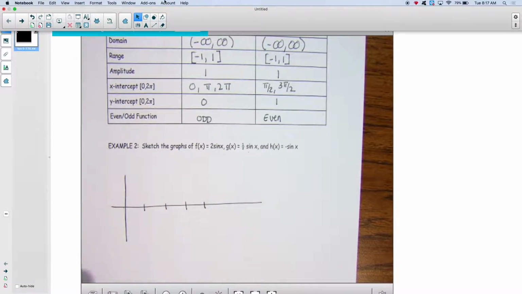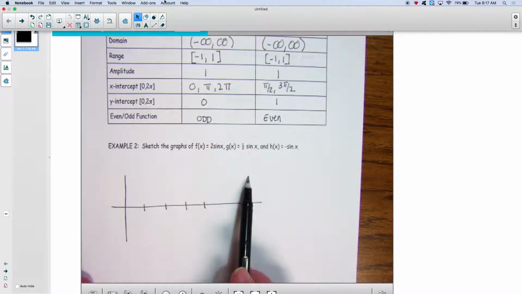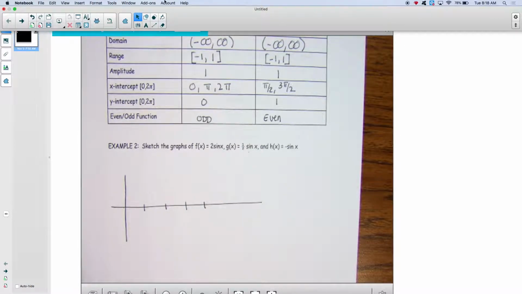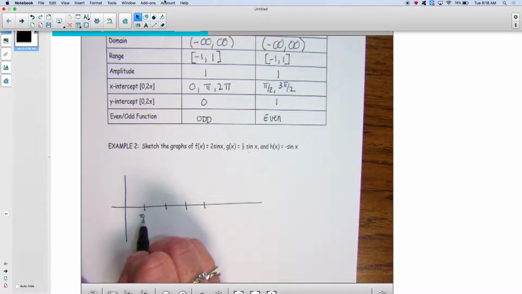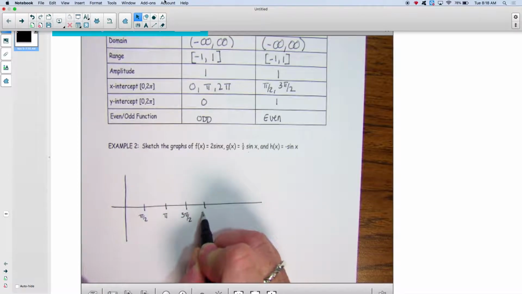Those 5 important points, since what's changing here? What's the only thing changing on here? What's the A value do? Amplitude. It's the only thing that's changing. The period stays the same. It's height. So I'm going to have pi over 2, pi, 3 pi over 2, and 2 pi.